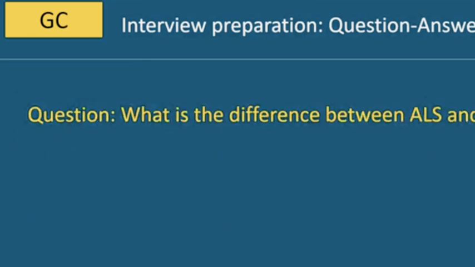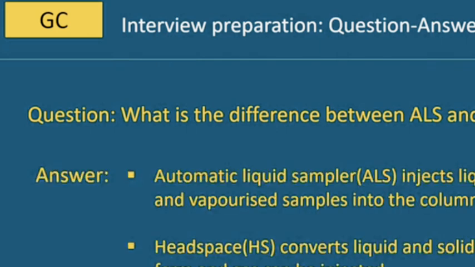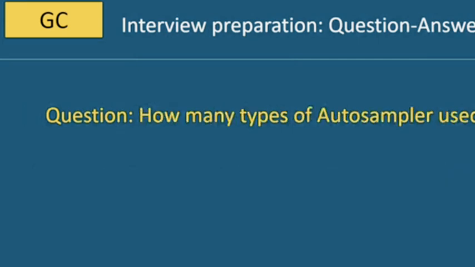Next question. What is the difference between ALS and HS? Automatic liquid sampler, ALS, injects liquids and vaporized samples into the column. Headspace, HS, converts liquid and solid into gas form and gas can be injected.